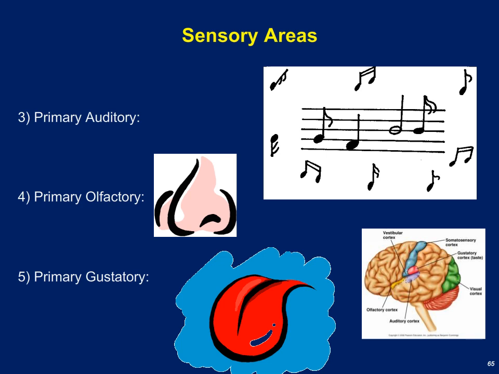Other sensory regions of the brain include the primary auditory cortex, which is located in the superior part of the temporal lobe. As the name implies, the primary auditory cortex receives information from the ears. Then we have the primary olfactory cortex. This is located in the medial aspect of the temporal lobe in a region called the piriform lobe. Again, as the name implies, the primary olfactory cortex receives sensory input from the nose, and the primary gustatory cortex receives information from the mouth and the tongue. So our taste buds report to our primary gustatory cortex. The primary gustatory cortex is located in the insula just deep to the temporal lobe.